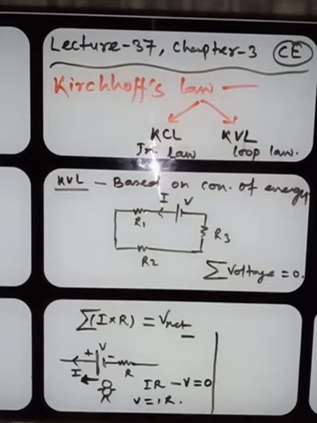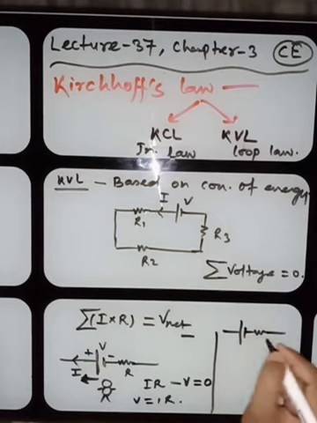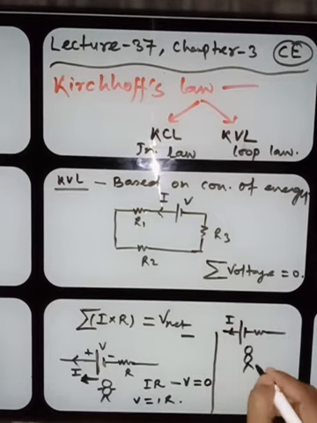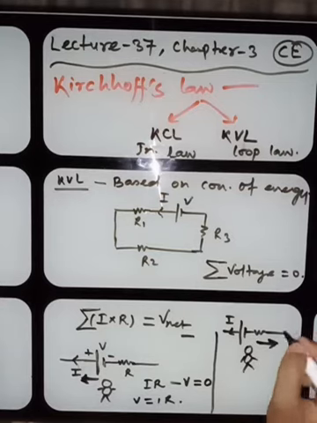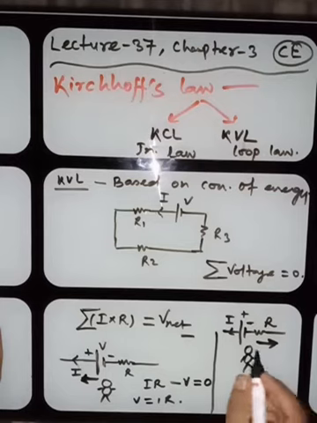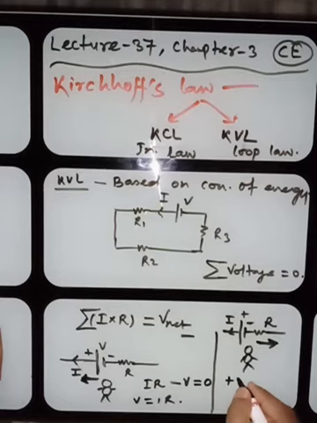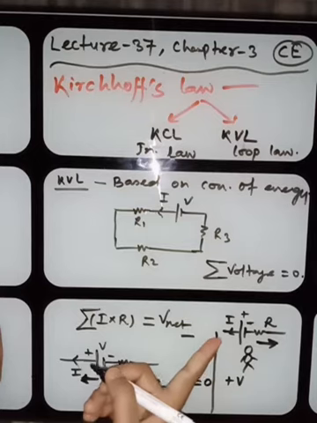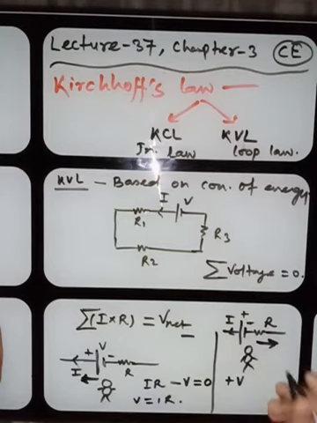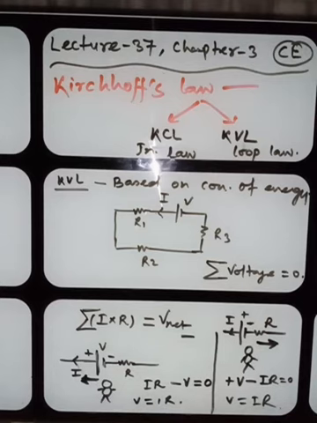Now the other way: if you are going in this direction, opposite to the current which you observed yourself, you have taken the loop in such a way that you move in this direction. Then you meet the battery positive terminal first, so plus V. But you are opposite to the flow of current, so for the resistor you write minus IR equals zero. You can see both are the same, there is no difference, so you can write in both ways, but you have to remember this is your assumption to write the voltage law.